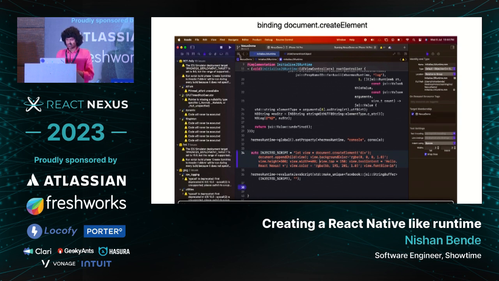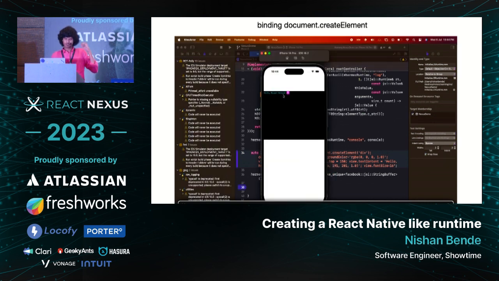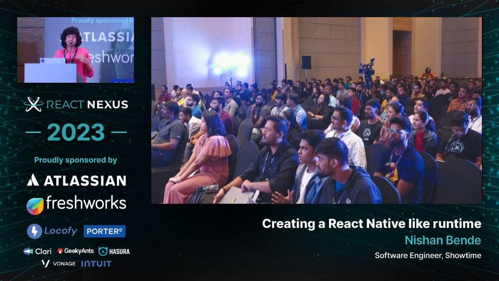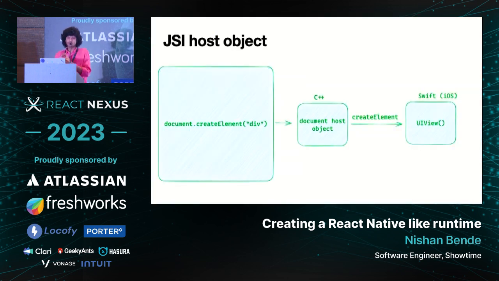Let's add some more properties. Okay, so yeah, we have Hello React Nexus here, and it's a fully native view. So as I said, this document host object is like a C++ object. When you write document.createElement, it goes through this document host object, and then create element eventually calls iOS side APIs.